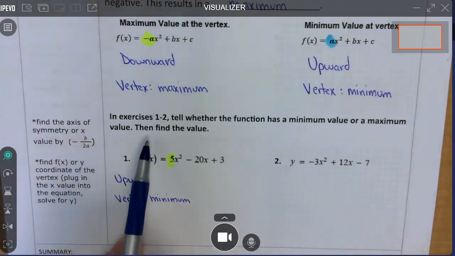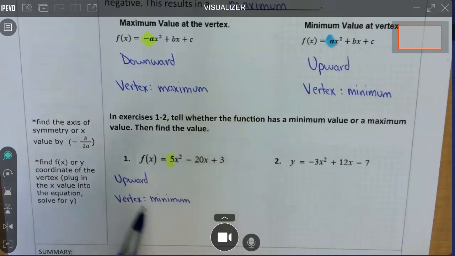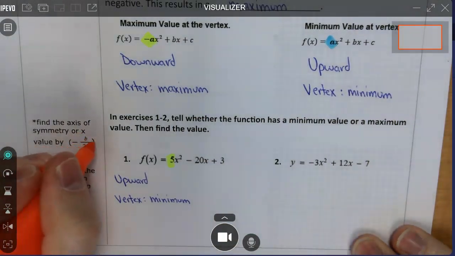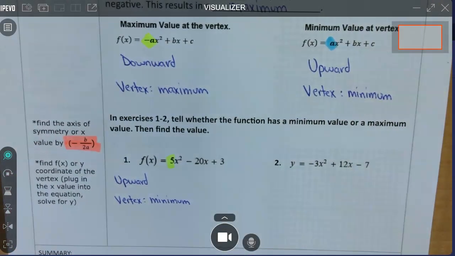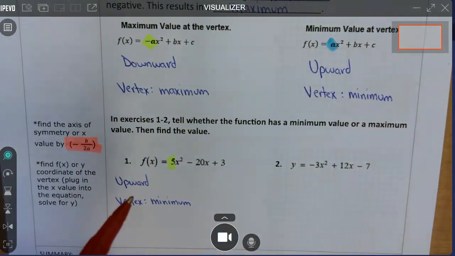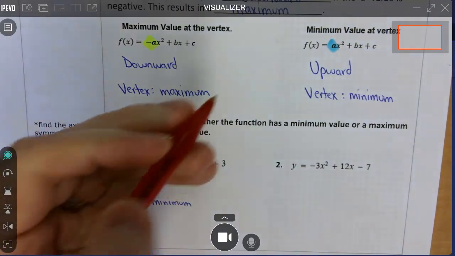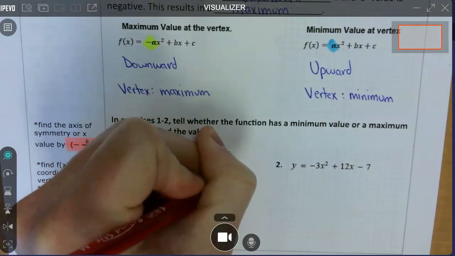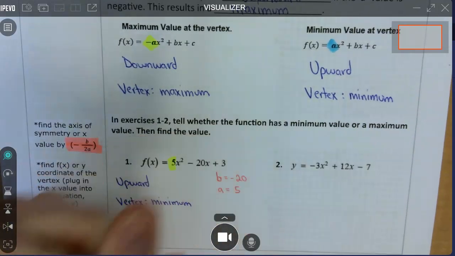Well, now what I want to do is find the value of the vertex. And so we use this over here. We use negative b over 2a. This is what we learned in 8.3 part 1. And so as we work the math here, the negative's already here. So my b value here is negative 20. My a value here is 5.